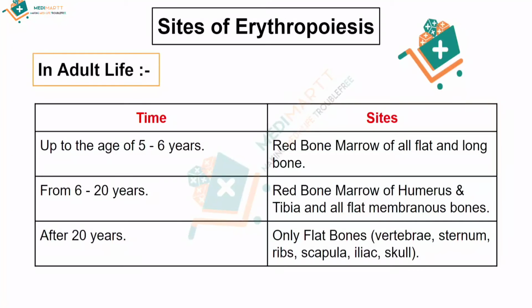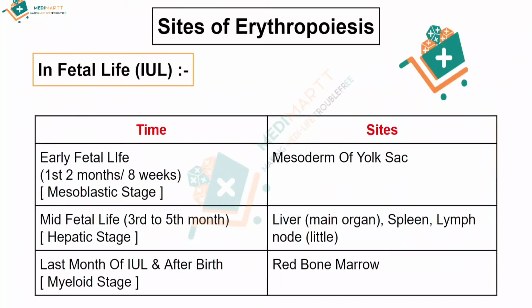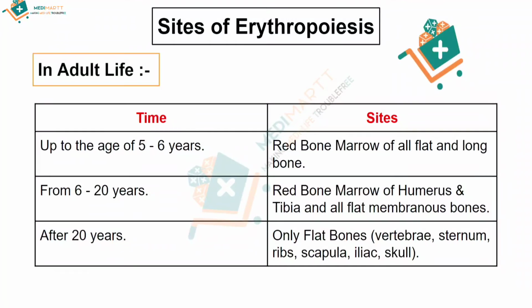Now moving on to the next slide. In this we will discuss the sites of erythropoiesis in adult life. So in adult life, up to the age of 5 to 6 years. As we saw, in the last intrauterine life or the myeloid stage, and after birth also, the site of erythropoiesis was the red bone marrow. Now after birth, up to 5 to 6 years, the site of erythropoiesis is the red bone marrow of all flat and long bones.